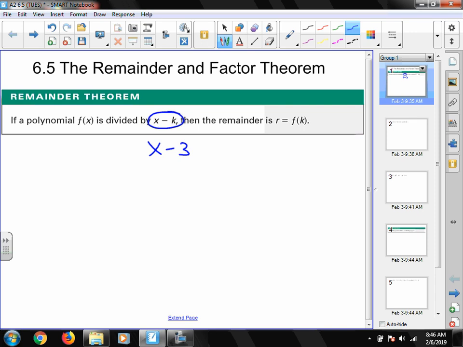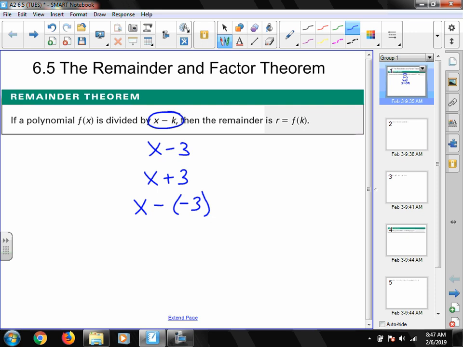Be careful here. If you see, for instance, x plus 3, we can actually make that work as well, but that k is going to be a negative 3. So we actually have x minus negative 3. That is still okay, but again, it just has to be x plus or minus a number.